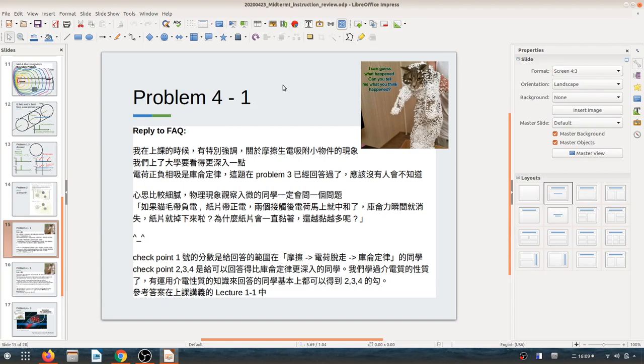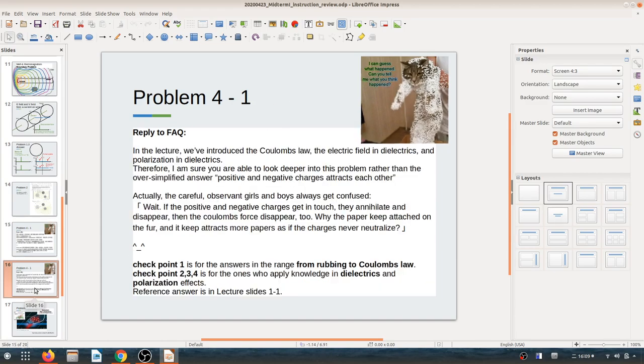So, rubbing against the fur of your cat, and then the fur attracts fragments of paper or little balloons. So what happened? With a question like this, I would like to see how far you can go. 所以这是一个问深度的问题。对，你就是看你最深可以回答到哪里，我们就给你几分。好。And I start with the English version.